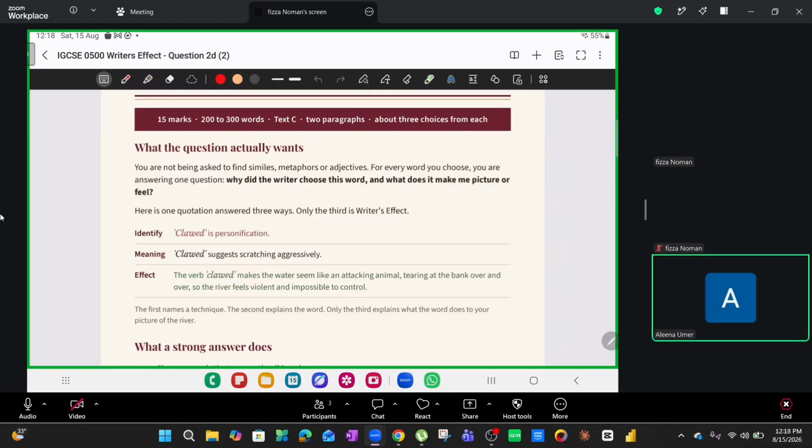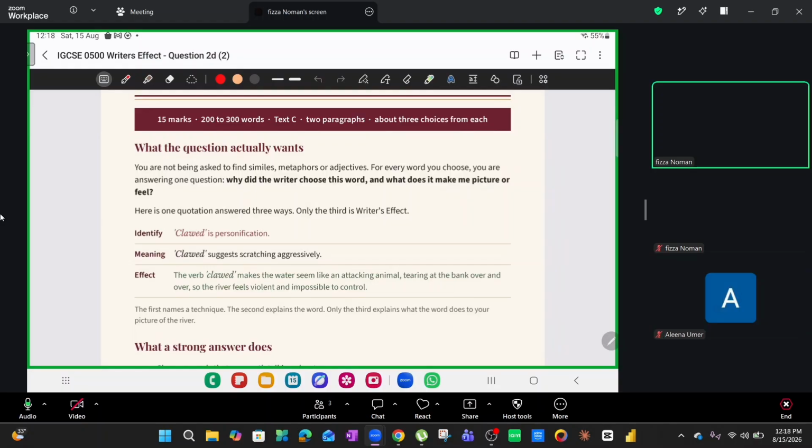Yeah. Okay. So what is the question actually asking of you? What does it want from you? You are not being asked to find similes, metaphors, or adjectives. The idea is not to identify figurative language. It is not to identify emotive language. It is not to identify imagery of any sort.